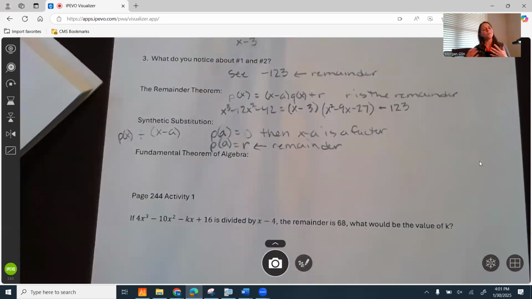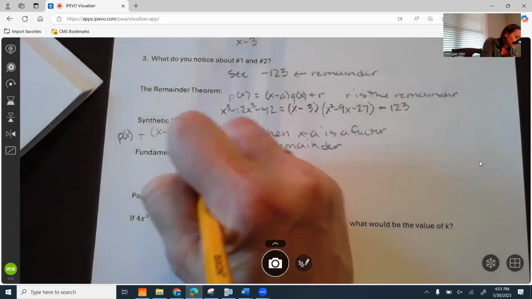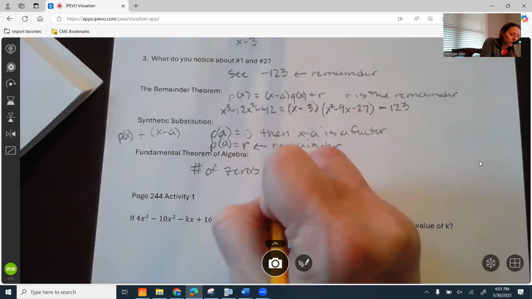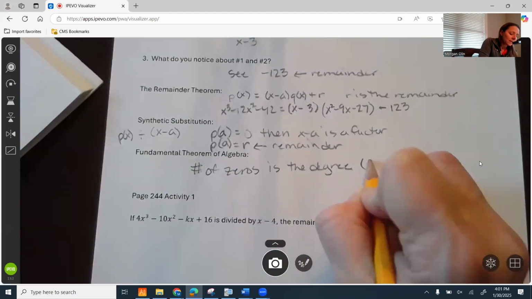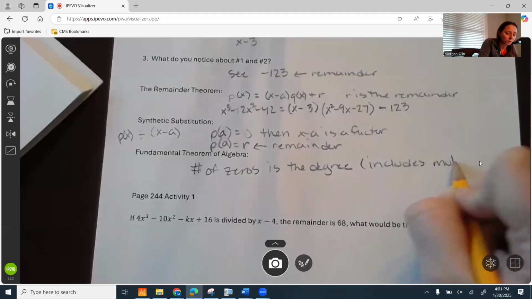Now, another thing that we have is the fundamental theorem of algebra. We've actually covered it, we just haven't used the name yet. It basically is the number of zeros. The number of zeros is the degree. This includes multiplicities, or double roots and triple roots.